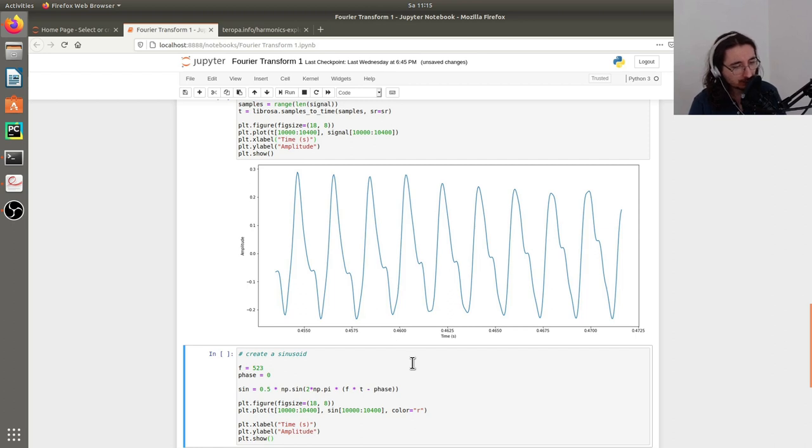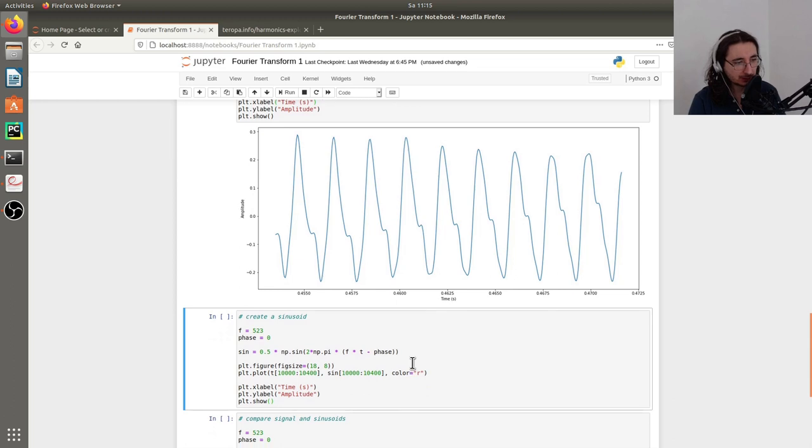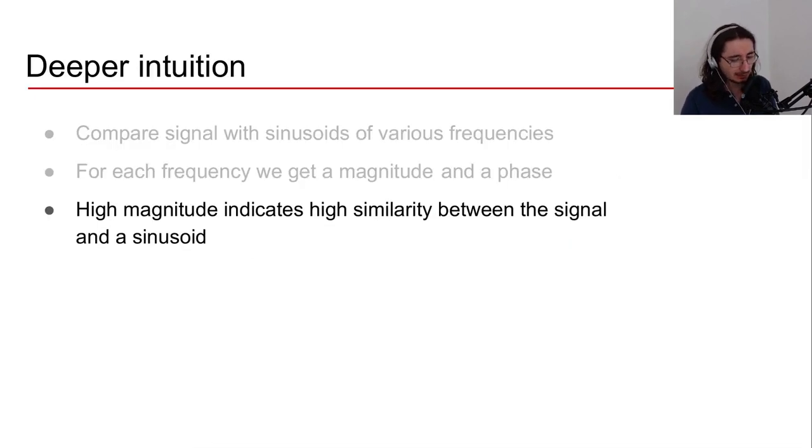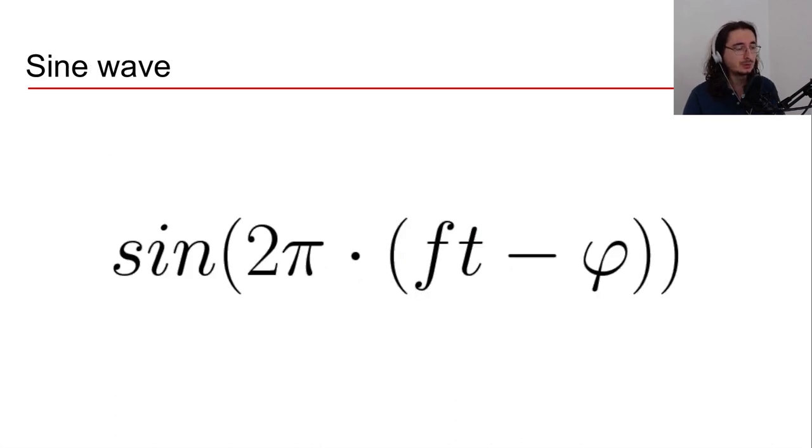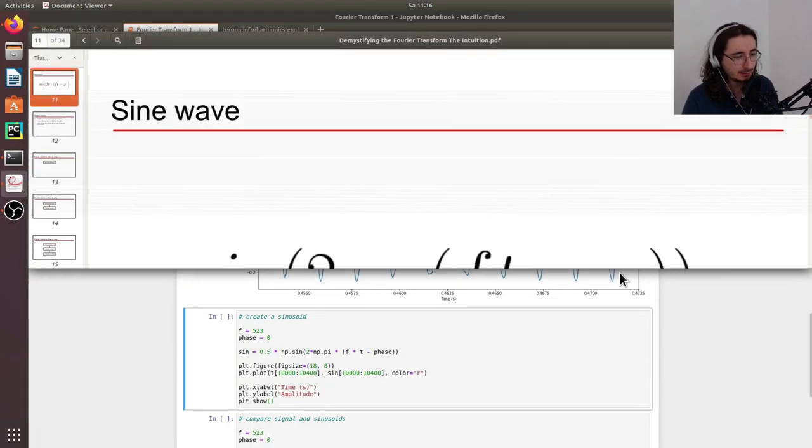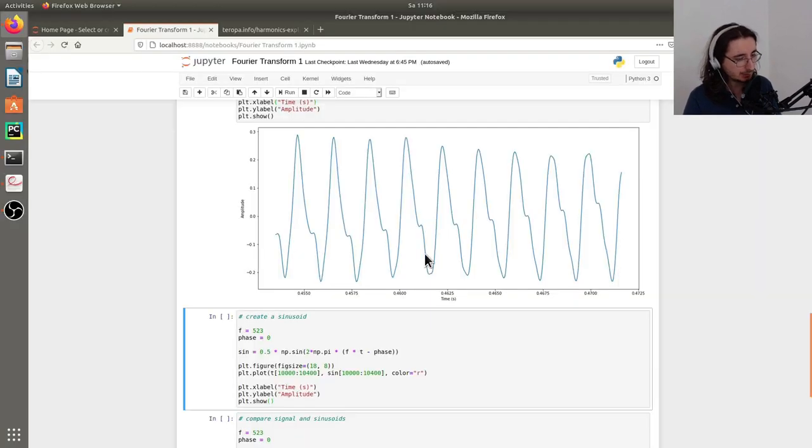Okay, so now what's the point of all of this? Well, the point is that we want to compare this signal against sinusoids with different frequencies and see the similarity there. I want to show you how we can do that visually. Let me first remind you of the equation for a sine wave, which is given by this formula here. It's the sine of 2 pi times f times t, minus phi, where f is the frequency, t is time, and phi is the phase. And we'll see what the phase does in a second.